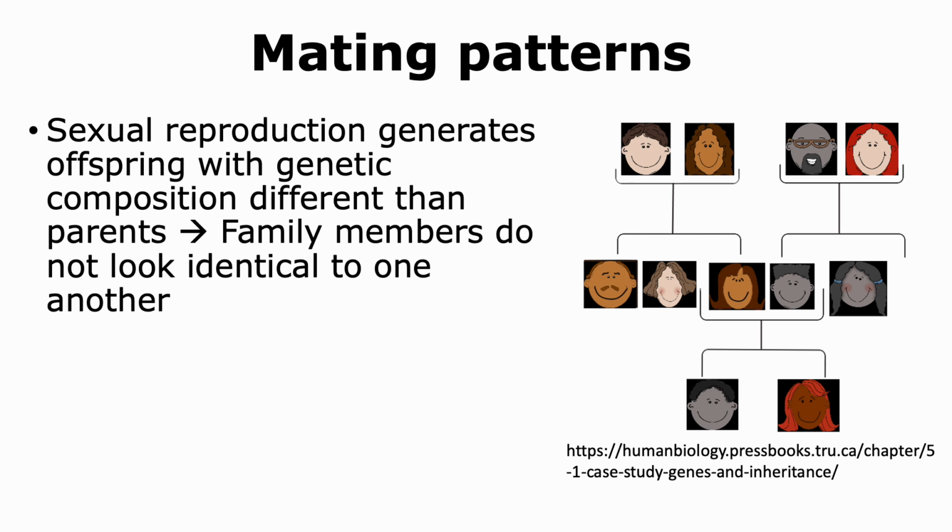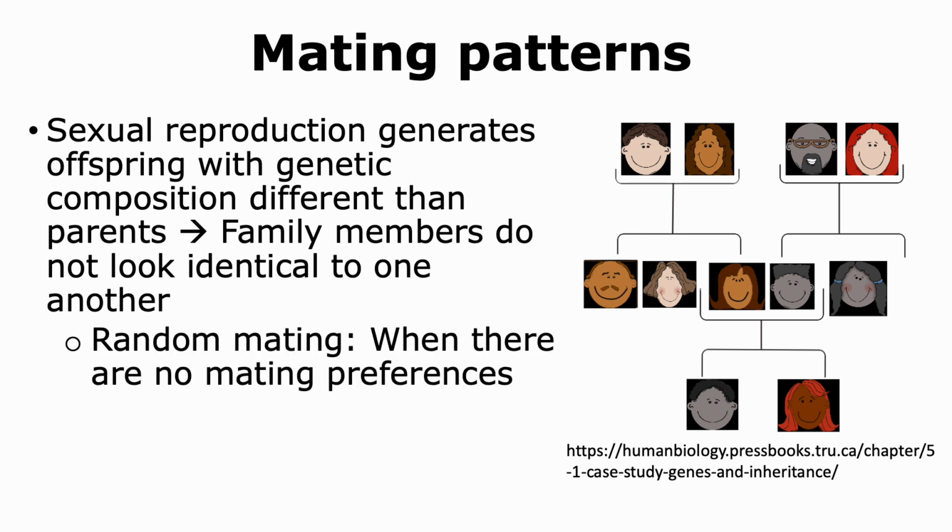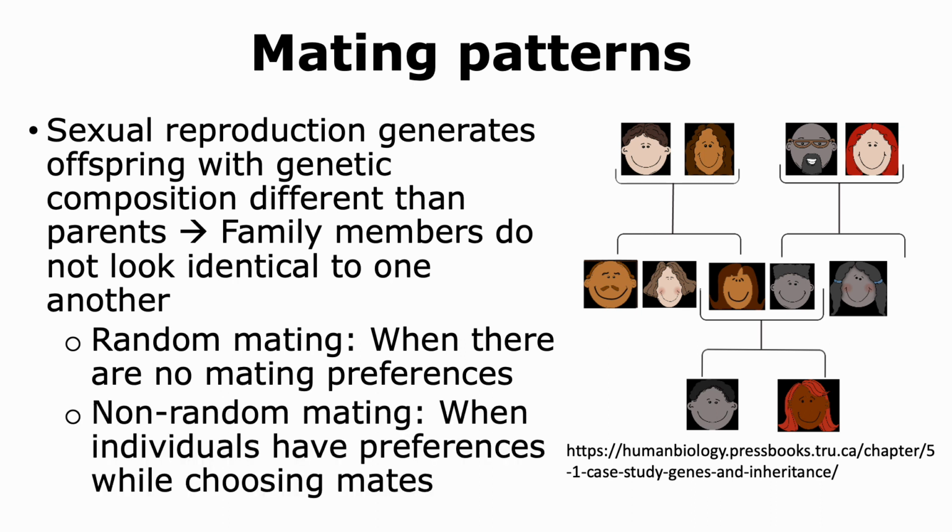When we look at mating patterns, there are two main mating patterns. One is random mating, where there are no preferences between the two individuals that are going to mate. On the other hand, we have non-random mating, when the individuals do have preferences while choosing their mates. These preferences could be physical in nature, or they could be behavioral in nature.